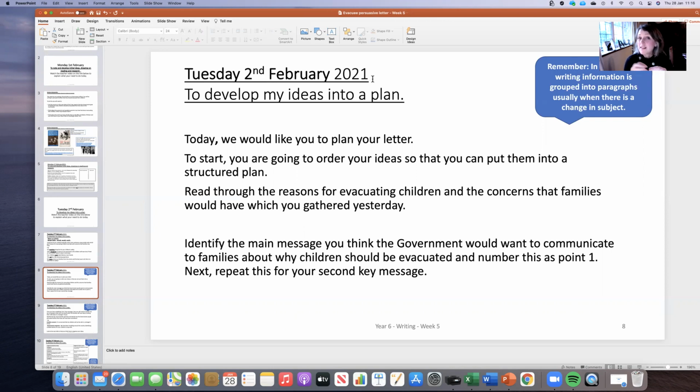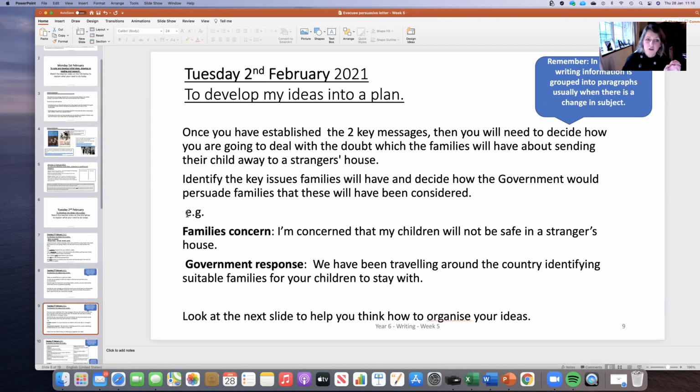And I'd like you to expand on that. So develop that. What might the government actually say about their first key message? And then do exactly the same for the second key message. So just make a statement of what that key message is and then develop some ideas around that. So that's dealt with that. And then you need to look at the family's concerns.